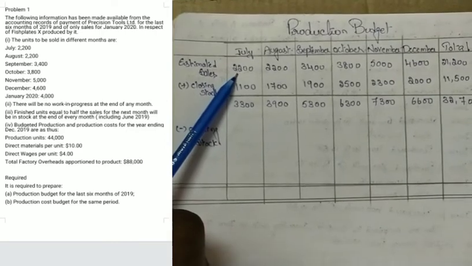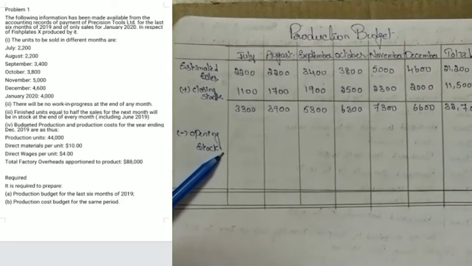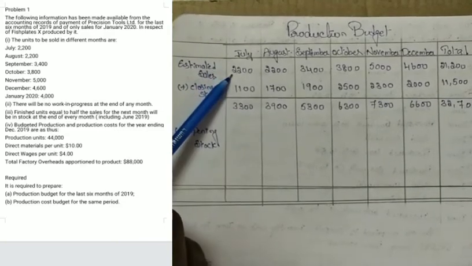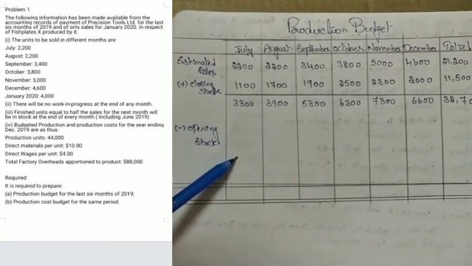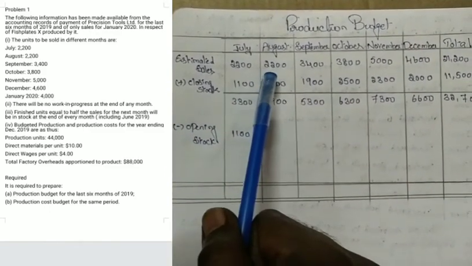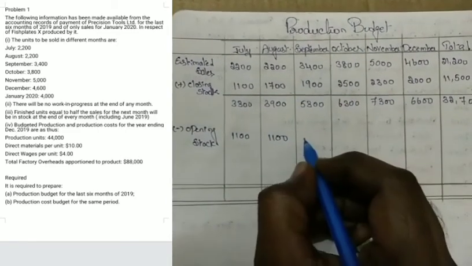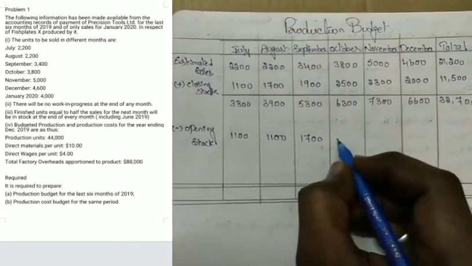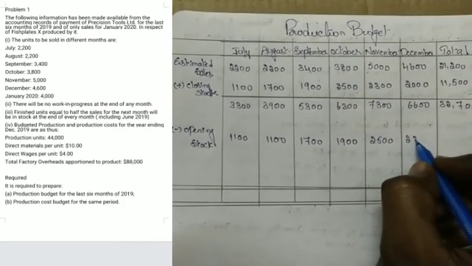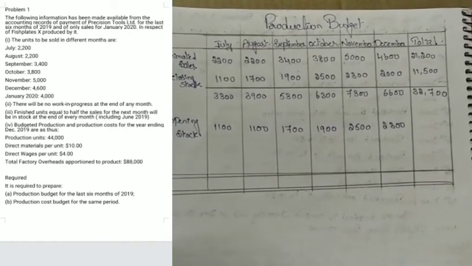Now whatever the total estimated sales we are having, out of these sales half we will consider as the opening stock. Means for the month of July we are having 2200 as the estimated sales. Out of these sales half will be considered as the opening stock, that is 1100. And next month also 2200, half of this again 1100. So 3400, half of this 1700. So 3800, 1900. So 5000, 2500. So 4600, 2300.